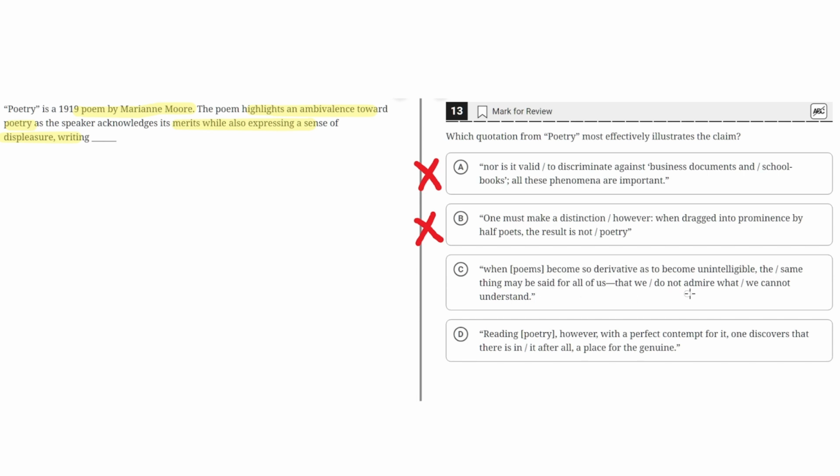C, "When poems become so derivative as to become unintelligible, the same thing may be said for all of us, that we do not admire what we cannot understand." This, like B, is incorrect because this only talks about the negatives of poetry, not an ambivalence towards poetry. So C is incorrect.